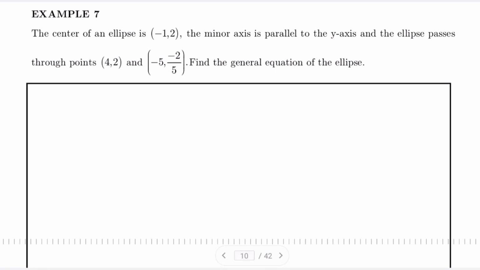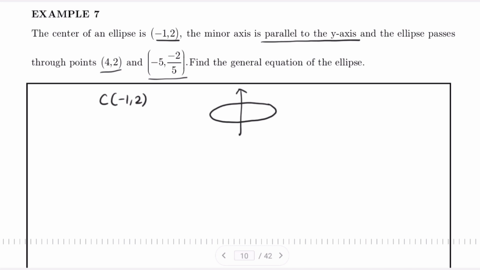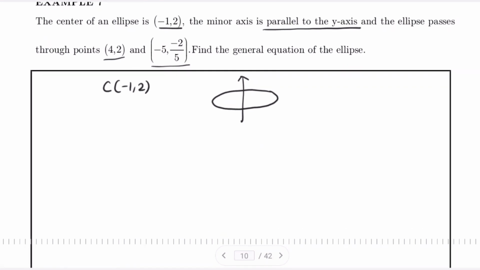Last example on our second lecture. You are given the center of an ellipse is (negative 1, 2). The minor axis is parallel to the y-axis. So this is the y-axis, and the shape is something like that. The ellipse passes through (4, 2) and (negative 5, negative 2 over 5). From this shape, you basically know that your A is greater than B.